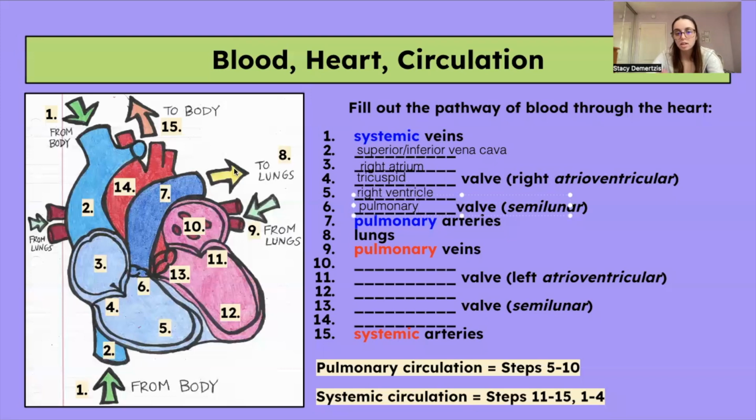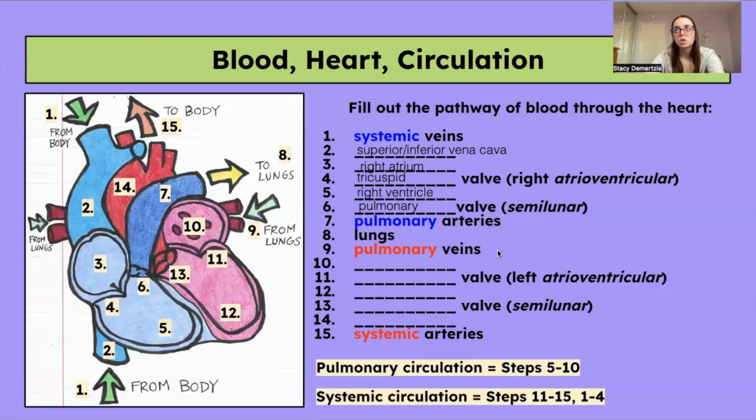Because it hasn't gone to the lungs yet. It's an artery because blood is leaving the heart at this point and it's going to the lungs. The lungs then oxygenate the blood, and that's what we want. And so we want to then use this oxygenated blood and deliver it to the rest of our body, to all of our cells and tissues so that they can use it.